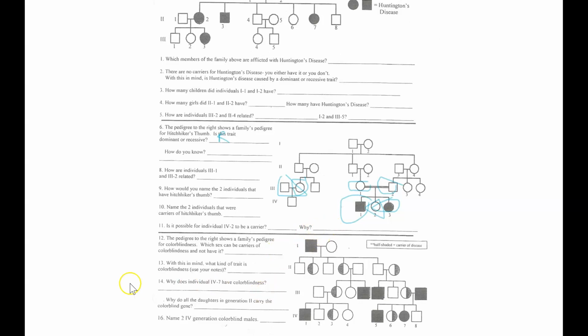Okay. And number 12, the pedigree to the right. This is a different pedigree. The pedigree to the right shows a family's pedigree for color blindness. Which sex can be carriers of color blindness and not have it? So females can be carriers of color blindness and not have it, because they are heterozygous.